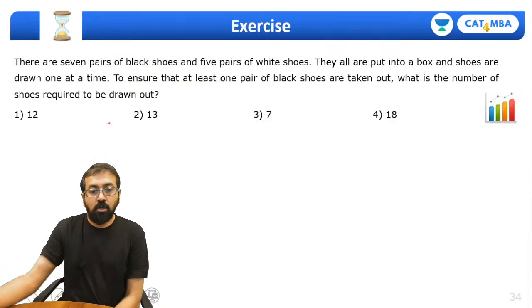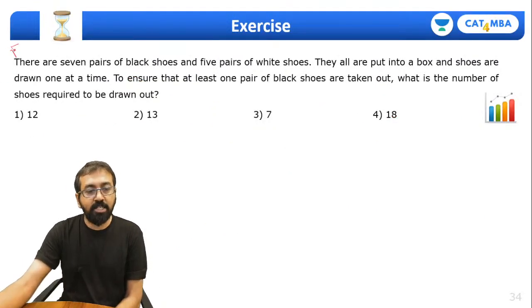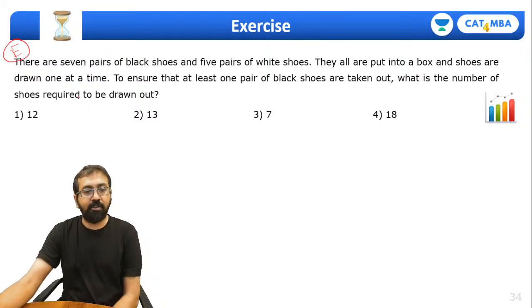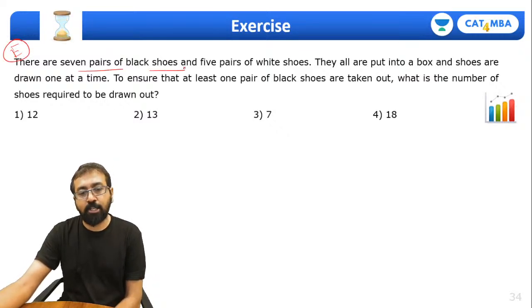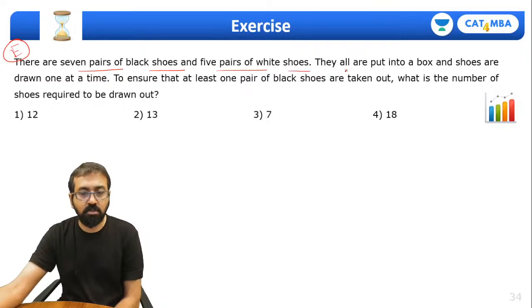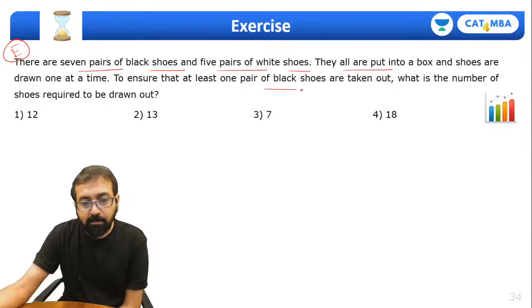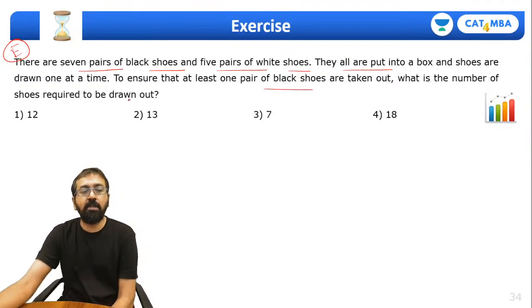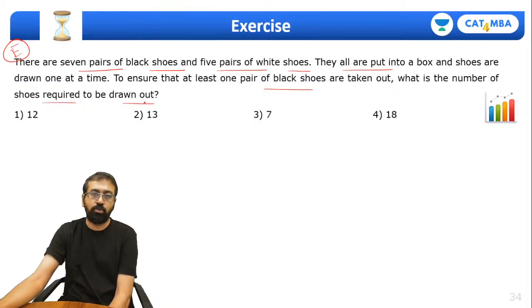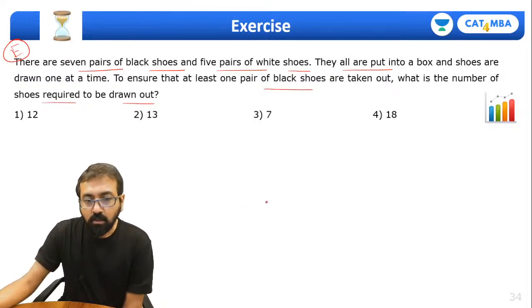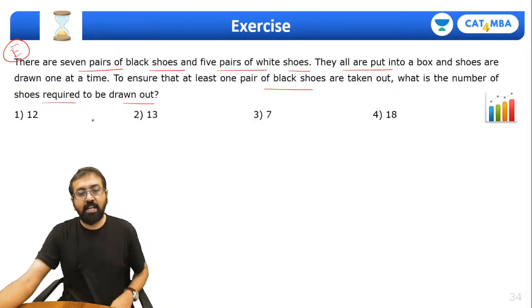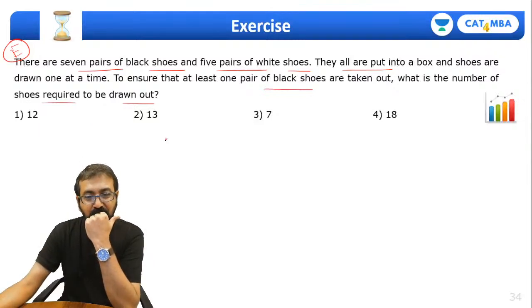This is an easy question. Please try for this, everyone. There are 7 pairs of black shoes and 5 pairs of white shoes. They all are put into a box and shoes are drawn one at a time. To ensure that at least 1 pair of black shoes are taken out, what is the minimum number of shoes required to be drawn out? Can you tell me what this answer is?